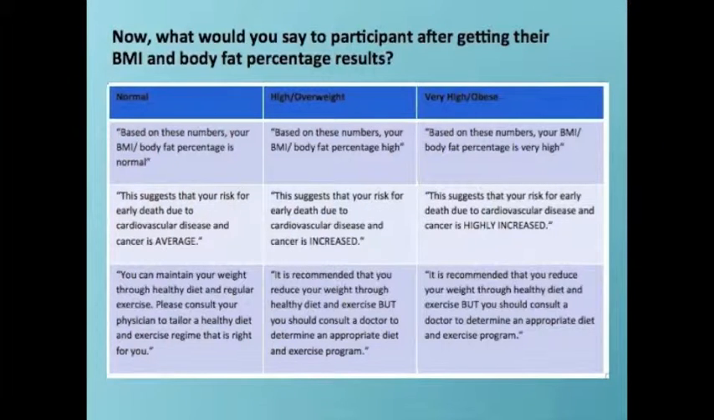The following are guidelines for what to say to participants after receiving their results. It varies depending on whether their numbers indicate they are normal, overweight, or obese. Be sure to follow this in order to avoid liability issues. In general, emphasize that the participant should follow up with a physician after the screening.